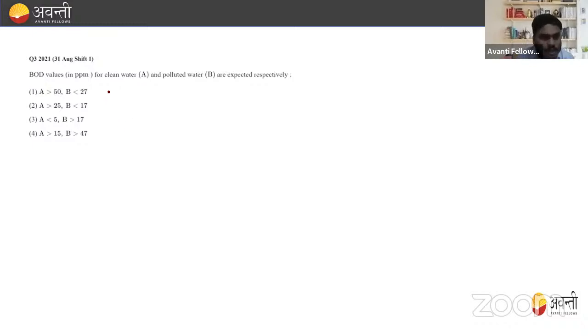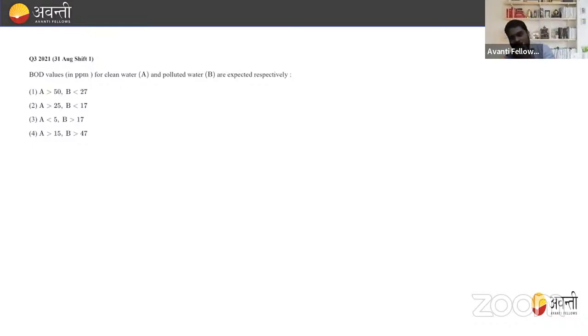If I'm talking about option A, A is greater than 50. For clean water, A can't be greater than 50, right? If I'm considering the second option, A is greater than 25. This is also not possible. For the third option, A is less than 5. Yes, this is possible. A is less than 5, and B is greater than 17.